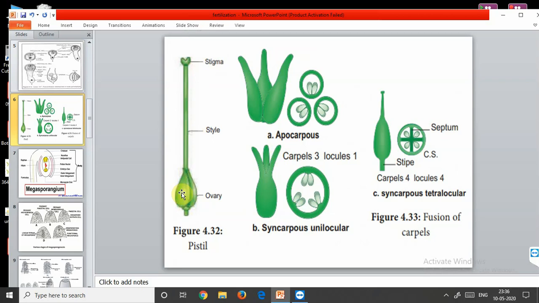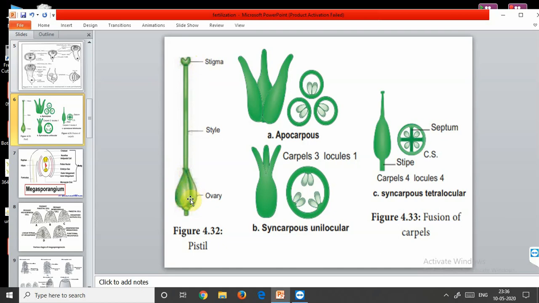The free end of the carpel, which receives pollen grains, is called the stigma. This is the part which receives the pollen grains. A long narrow tubular structure present between the stigma and the ovary is the style. And the basal swollen part of the carpel is called the ovary. The ovule is also known as the megasporangium, which is borne on a cushion-like tissue called the placenta in the ovary.